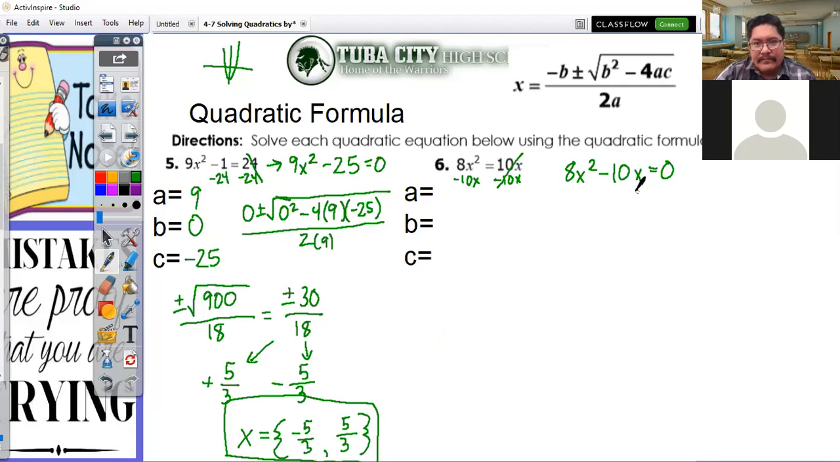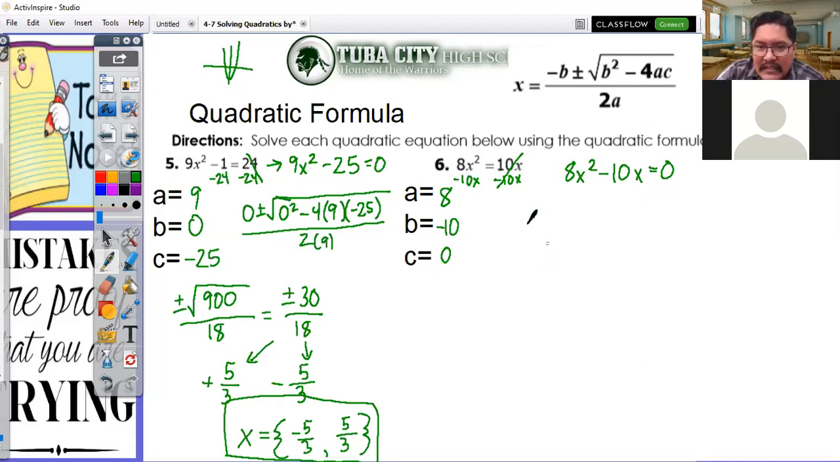Now in this case, we are missing one of the terms. So let's fill in what we know, and this is why it's a good idea to fill in what you know. I know that A is 8. I know B is -10. On this one, we have an X term, but we don't have a regular number. We don't have a C value. Since we have no C value, it's going to be 0. And there we go, we got that one identified.